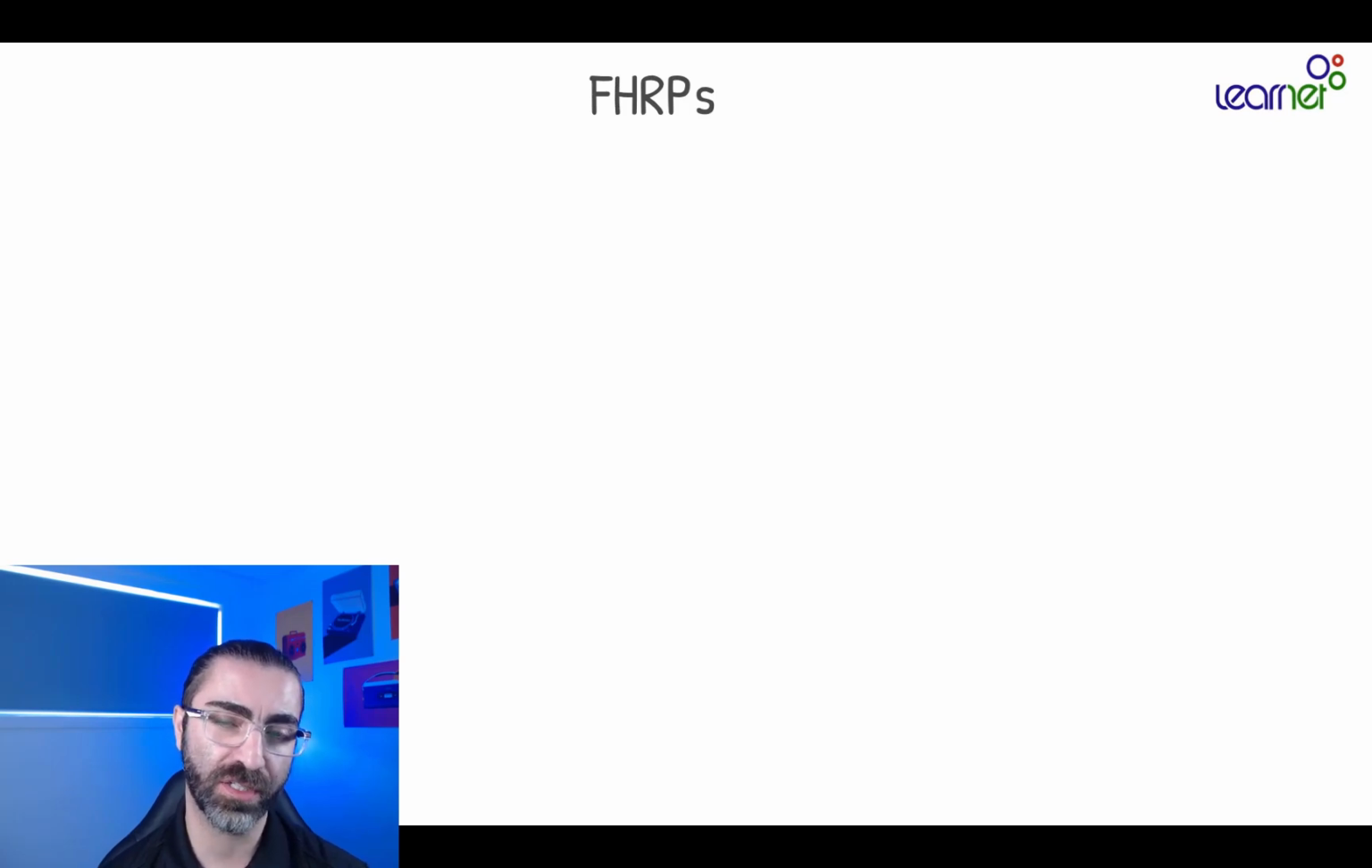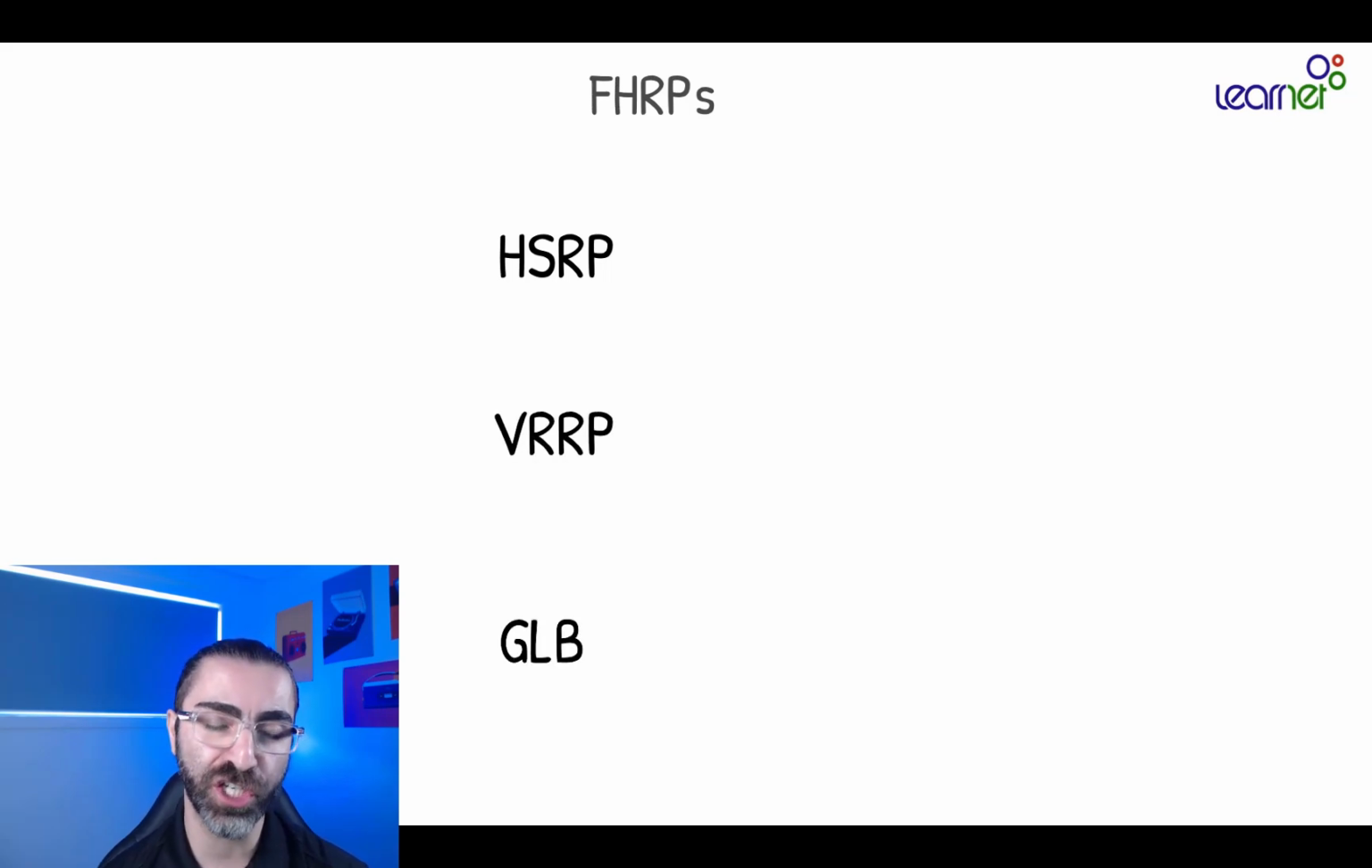Basically, Cisco devices support three different first hop redundancy protocols, which are HSRP, VRRP, and GLBP. In the upcoming slides, first I walk you through some key facts about each of these protocols, and then I'll do some sketches and explain each of them separately.